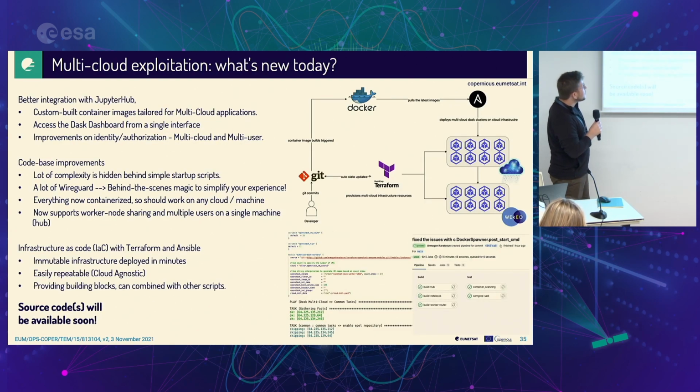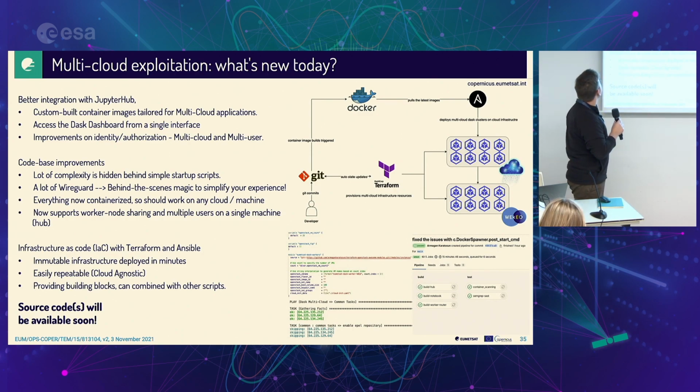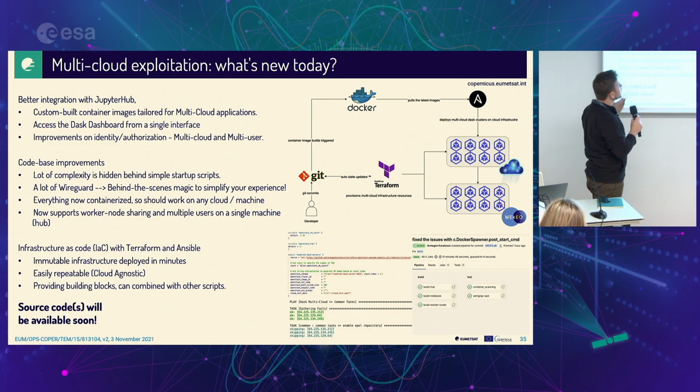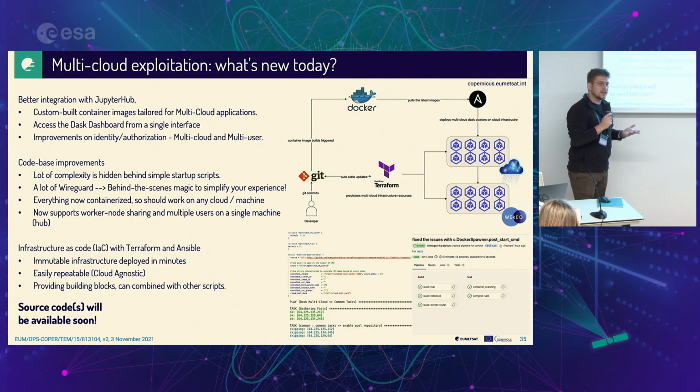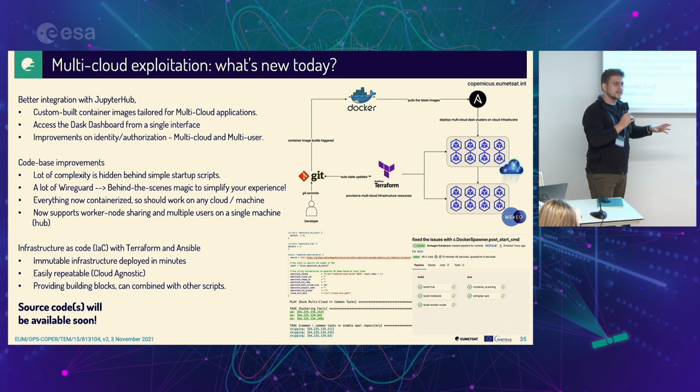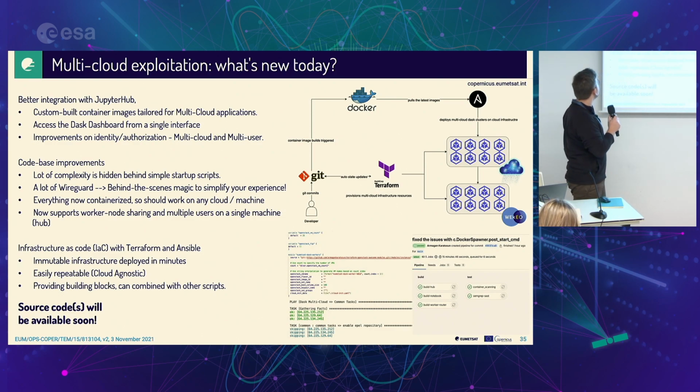And what's new today? What we did to improve the system is that we built custom container images to make it even more portable. So theoretically speaking, you can get those container images, deploy them yourself and build your own cluster, which is quite neat. We also hide a lot of complexity behind simple startup scripts. Before, you still needed to know your way around, and now it's a bit more automated, and we hide a lot of things behind the screen magic so that you don't realize.